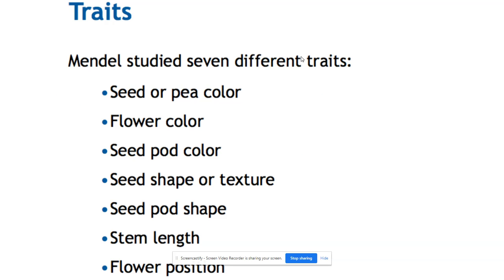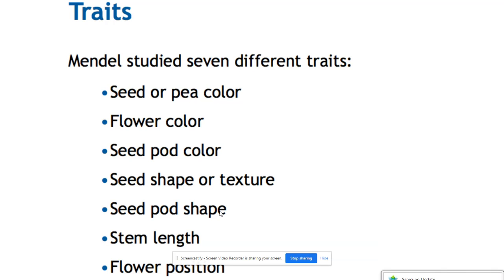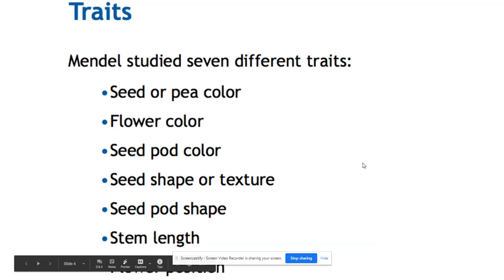So Mendel studied a bunch of different traits, but they're mostly broken down into these 7. Seed or pea color, flower color, seed pod color, seed shape or texture, seed pod shape, stem length. Last we have flower position.